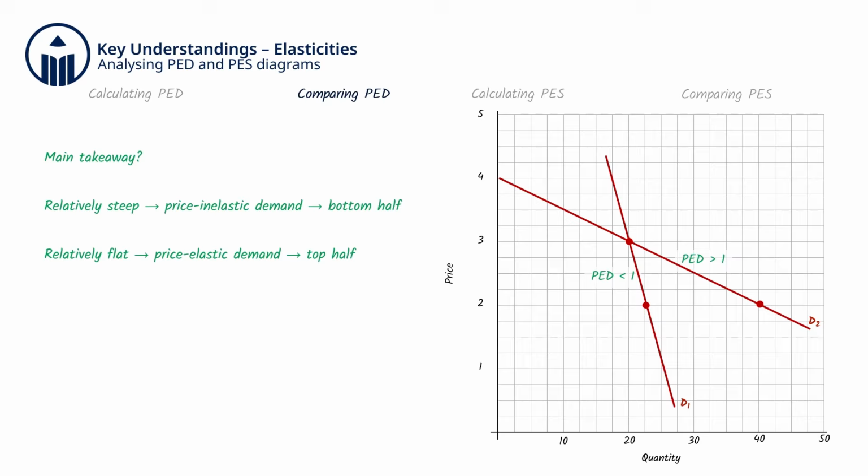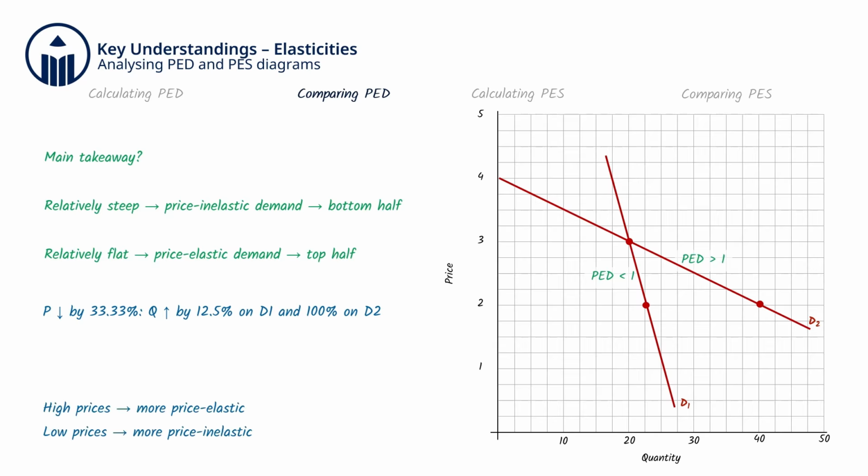On these two demand curves, D1 and D2, in both cases, price falls from $3 to $2, which is a 33.33% drop in price. But the change in quantity is an increase of 12.5% on D1 and an increase of 100% on D2. You can verify for yourself by calculating PED between those two price changes on the two curves. At very high prices, demand will be more price elastic, and at very low prices, demand will be more price inelastic.